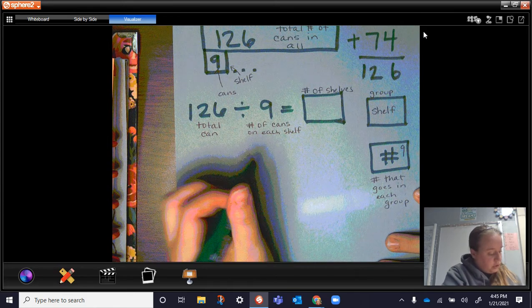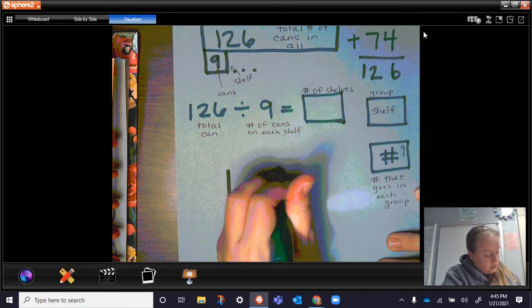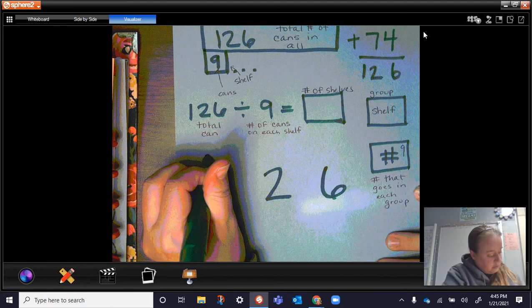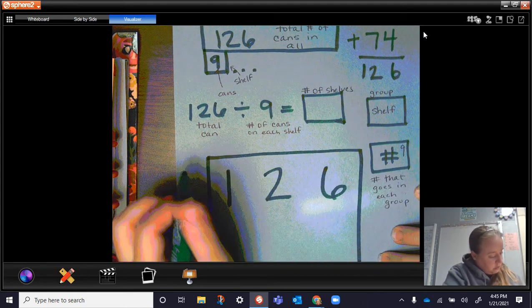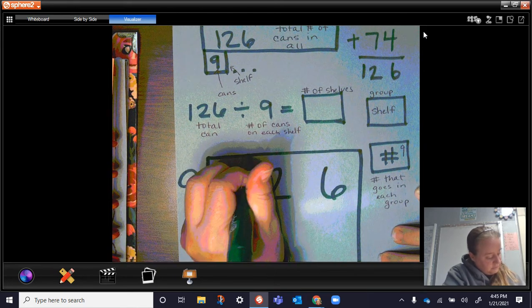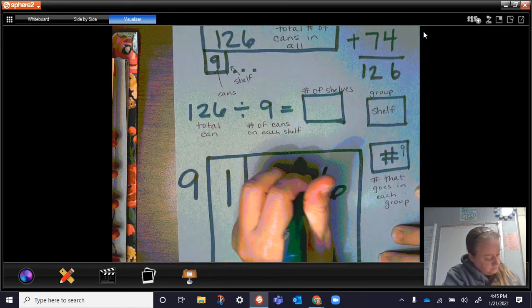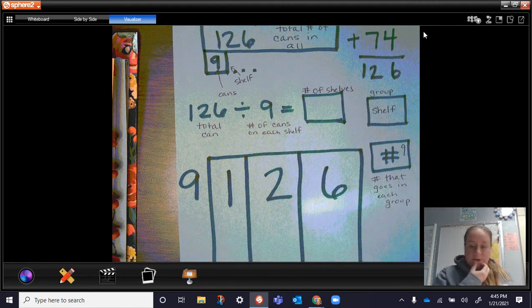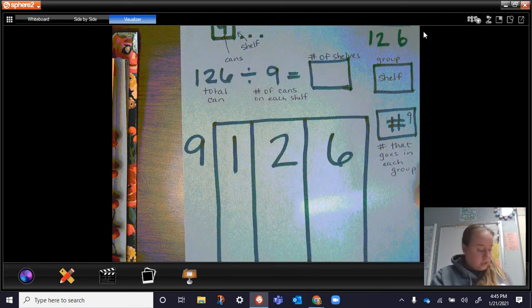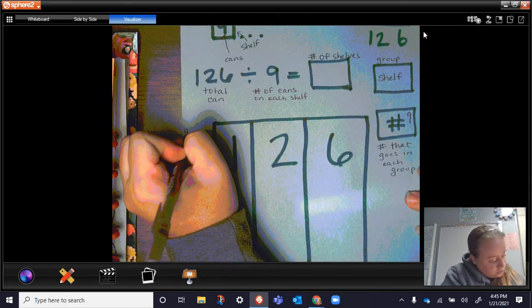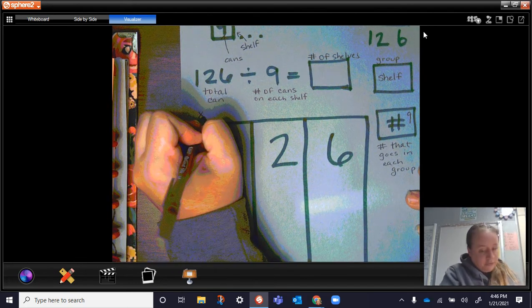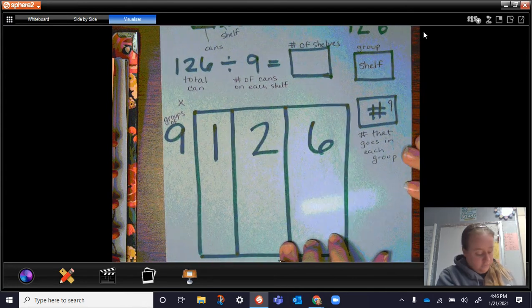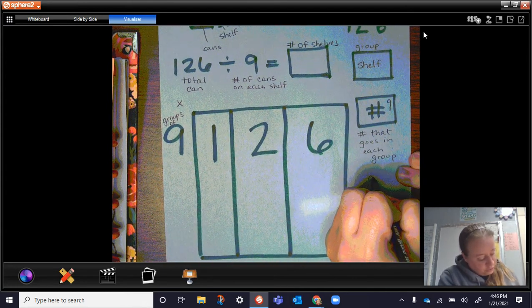Now I need to set up my problem. So I'm going to take 126 and make my box. I'm going to put that 9 on the outside. All right, so now I am going to start with my division. And over here, I'm thinking about groups of 9. I'll put my little multiplication symbol there to help me. And over here on the side, I'm going to think about some groups of 9.